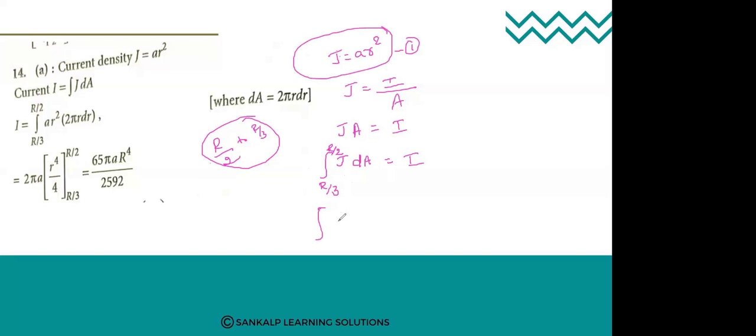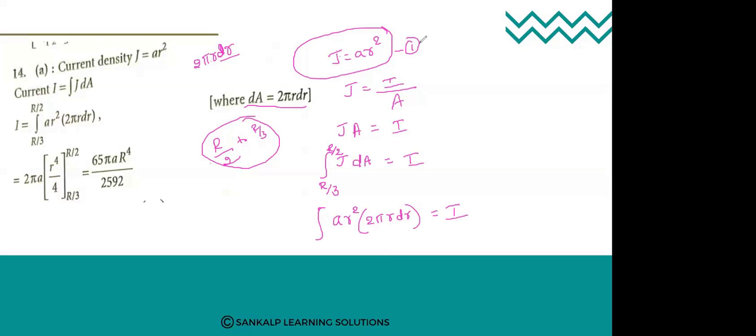Substitute the value of J from equation 1, that is A r square into dA. Here dA is the area. For a cylinder, we take it as 2 pi r L. Instead of L, with respect to radius small r, it is taken as dr. Therefore dA is equal to 2 pi r into dr, which gives the current I. Up to this step, any doubt is there?